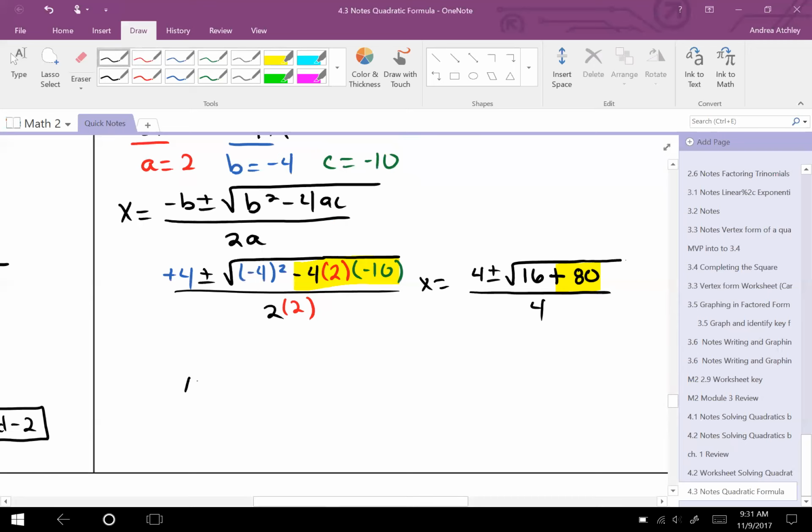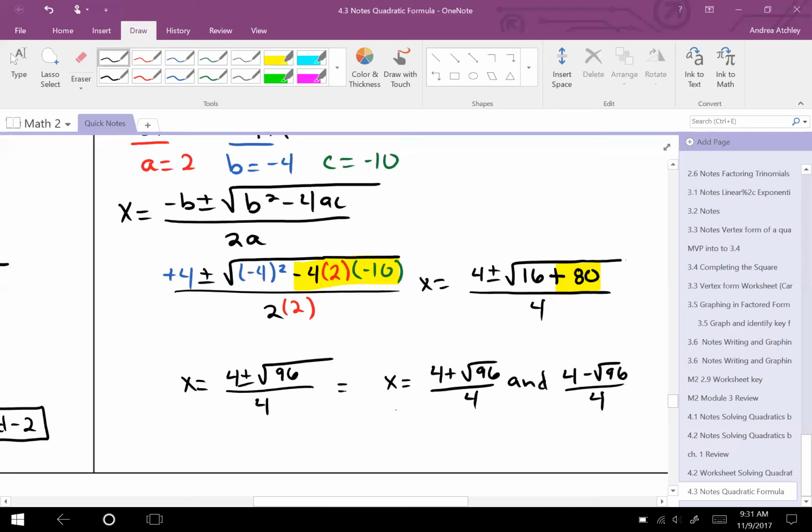Then I get x equals 4 plus or minus the square root. 16 plus 80 is 96, all over 4. Do I know the square root of 96? Nope. So I just separate it. X equals 4 plus the square root of 96 over 4, and 4 minus the square root of 96 all over 4. Any questions over that?